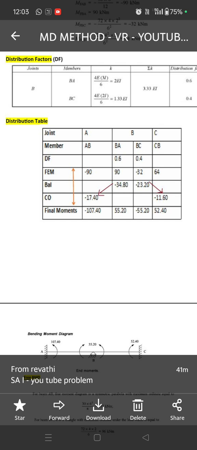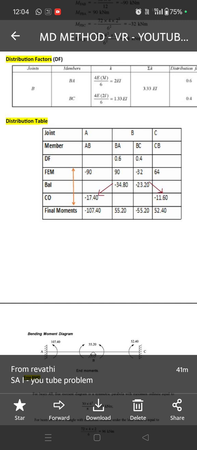Next we have to do the carry over. When we balance one end, its far end will be disturbed. For example, in the member BA, the near end is B and the far end is A. At the near end we are trying to do the balancing, therefore half of the moment should be carried over to its far end. From BA to AB, half of the value, minus 34.8 divided by 2, minus 17.4. Next, under B, that is BC, we have minus 23.2. B is the near end and C is the far end. So here half of the value, minus 11.6, is carried over to CB.